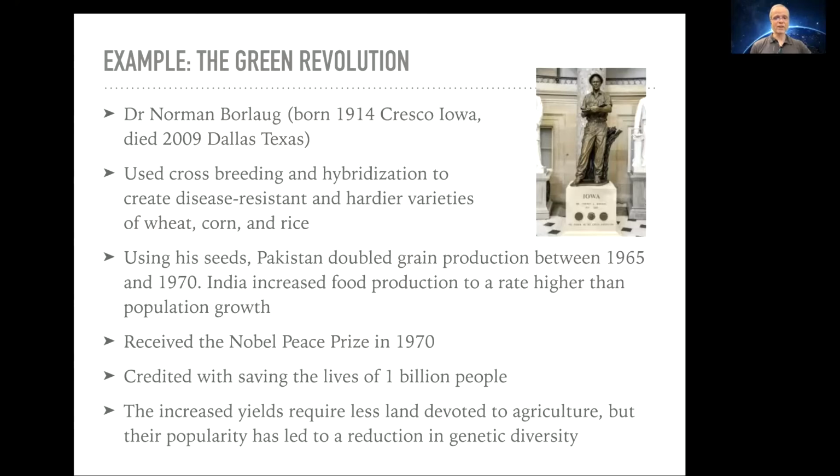The increased yields, however, required less land devoted to agriculture, which was a good thing, but the popularity has led to a reduction in genetic diversity. So that's a bit of a problem. We want genetic diversity because, well, diversity is good in many ways, but for genetic variety, it's very important so that you don't end up with too much crossbreeding and a reduction in evolutionary sort of trial and error.